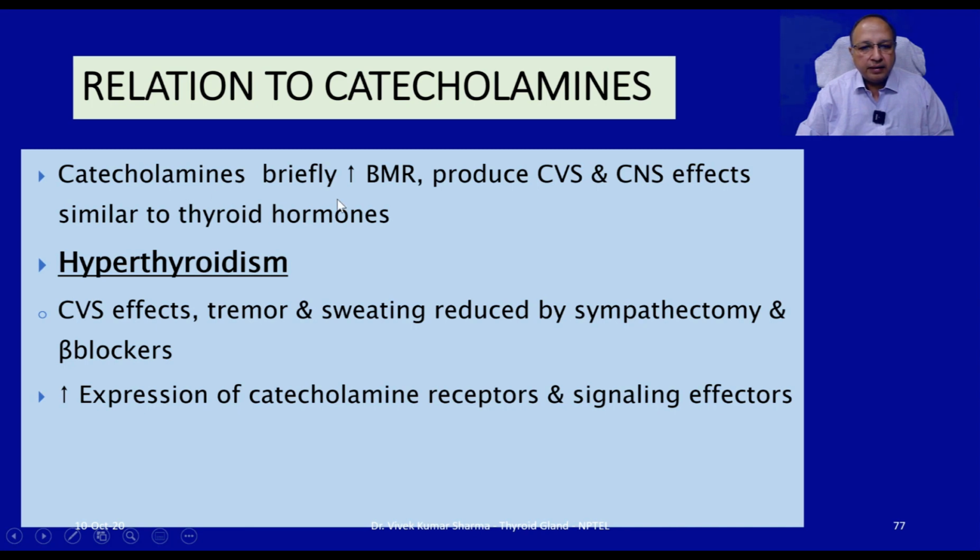Catecholamines, as we all know, they will increase the basal metabolic rate. They will cause an increase in the cardiovascular system and the CNS effects similar to the thyroid hormones. So the effect is permissive. The thyroid hormones, they permit the action of the catecholamines. So when there is hyperthyroidism, there are enhanced CVS effects, tremor and sweating are produced due to the increase in the sympathetic activity, and these can be decreased by the sympathectomy or the beta blockers. So there is increased expression of the catecholamine receptors throughout the body, due to which the catecholamine action will be enhanced and the person will have more of the sympathetic activity.